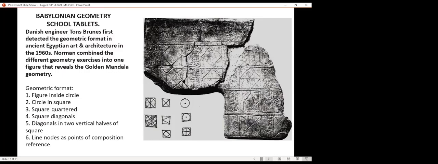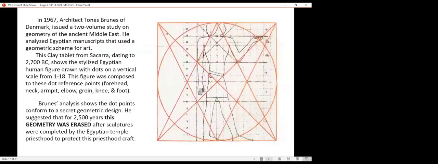One, figure inside the circle. Two, circle in the square. Three, square quartered. Four, square diagonals. Five, diagonals in two vertical halves of the square, and then line nodes as points of composition reference. When we combine them all together, there we have our golden mandala geometry way back, which was not revealed to the general public, kept sacred and secret.